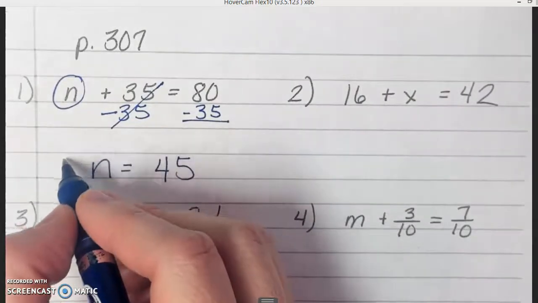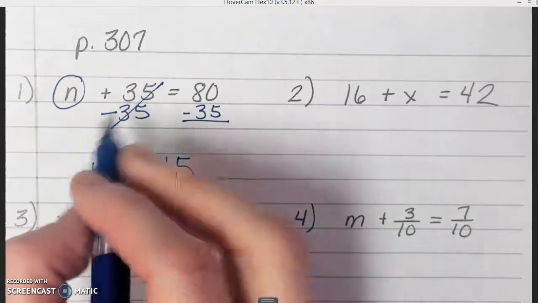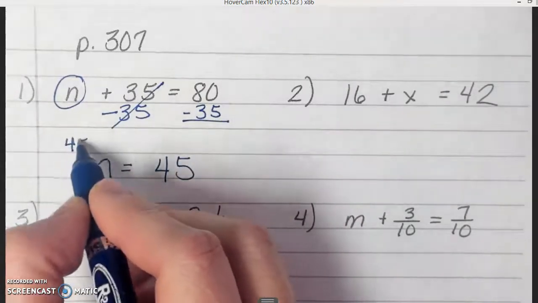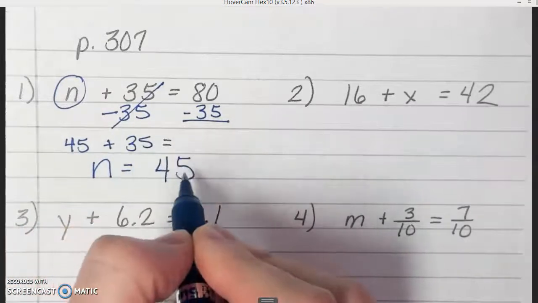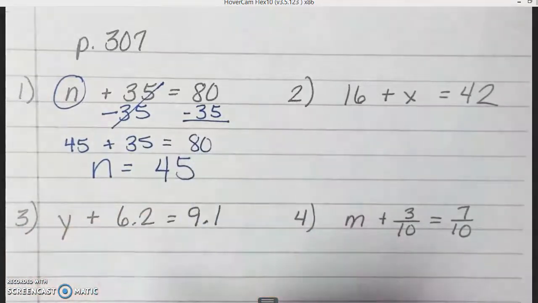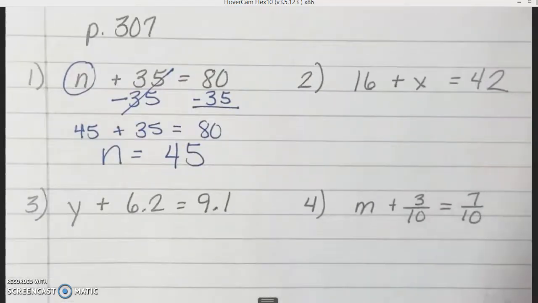So we could go back and check that. Logan, are you with me? Okay, so if you put 45 in for n plus 35, what does that give us? 80. So it works. Okay, then number 2.